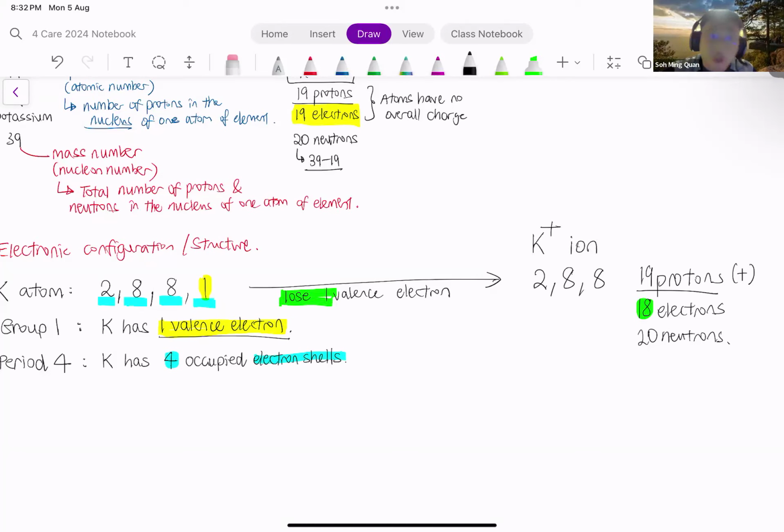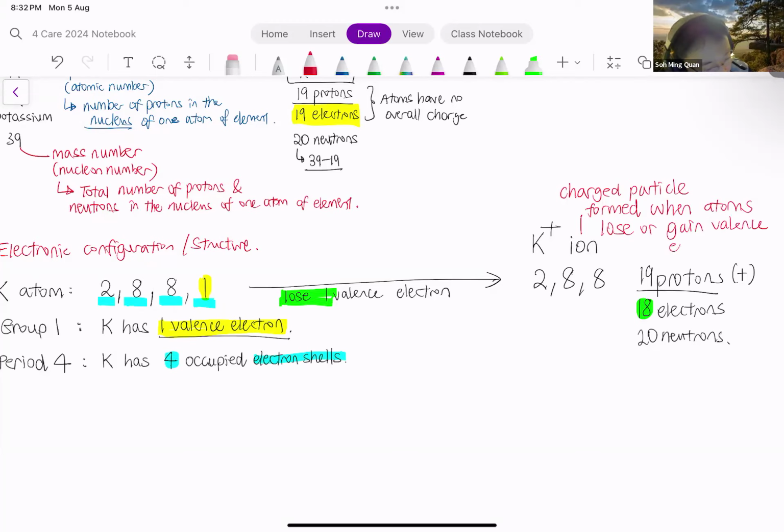So what is an ion? An ion is a charged particle. It can be positive or negative charge. It's a charged particle that is formed when atoms lose or gain valence electrons.